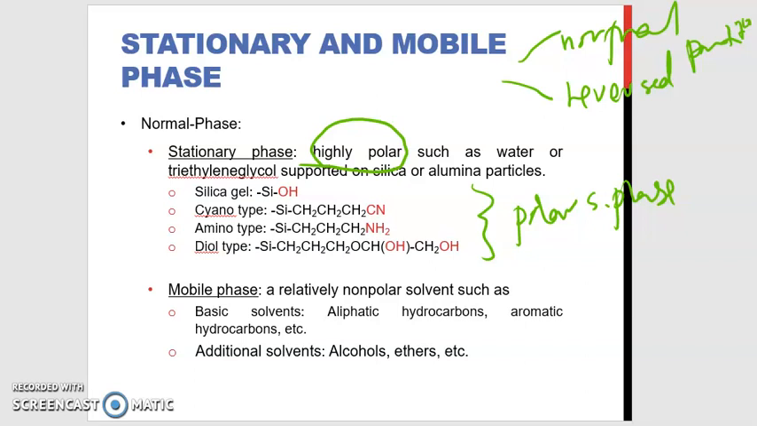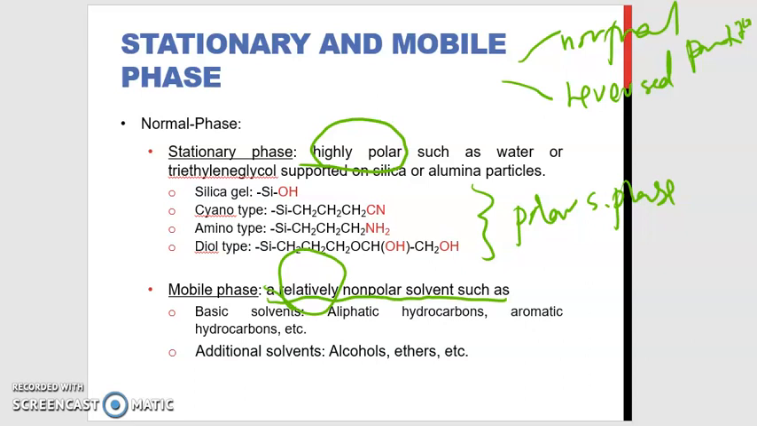So your mobile phase must have a relatively nonpolar solvent. Look at the words here, relatively nonpolar. It does not say it is nonpolar. So it is relatively nonpolar. What does it mean by that? It means that when we talk about chromatography, kita tak boleh cakap yang ni polar, yang ni non-polar macam tu, kita kena relatively. Relative ni maksud apa? Dia comparative.